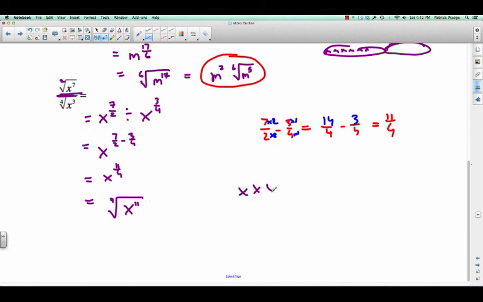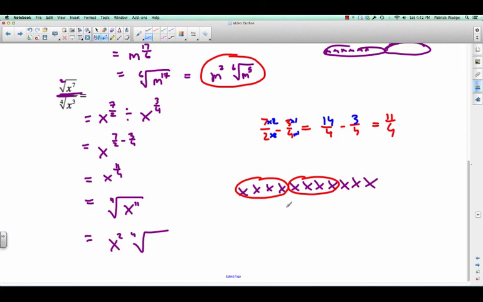If we have 11 x's, you don't want to write them all out, but just so you can picture it, they have to come out in groups of 4. There's a group of 4, there's a group of 4. They come out, so it's 1 x, another x that comes out. So we have x squared, and then we still have the 4th root of, how many x's are left? x cubed. We did it.